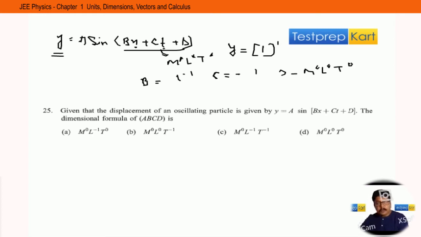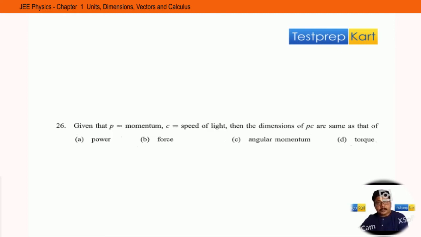A, all are 0. So the answer should be this one, C. Is it clear? So now we are coming to another point, another question.